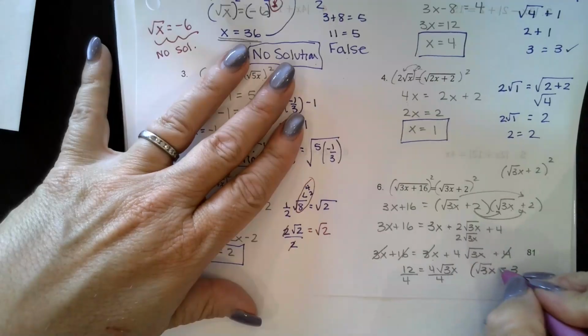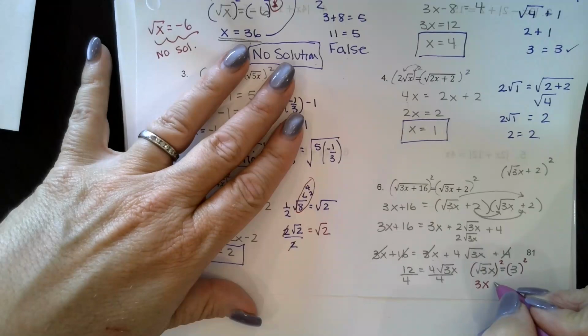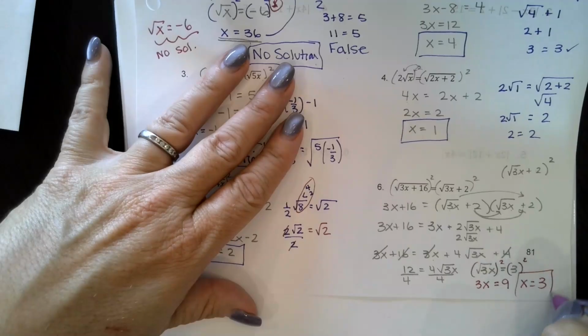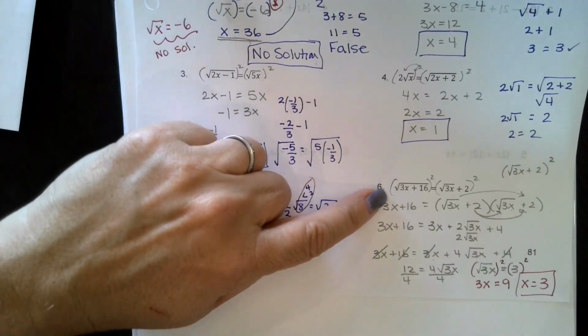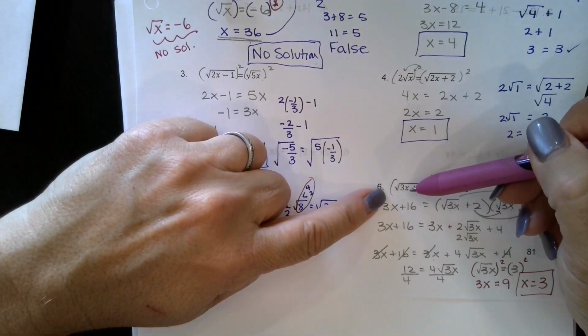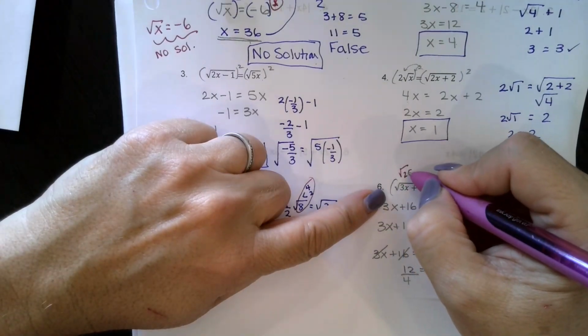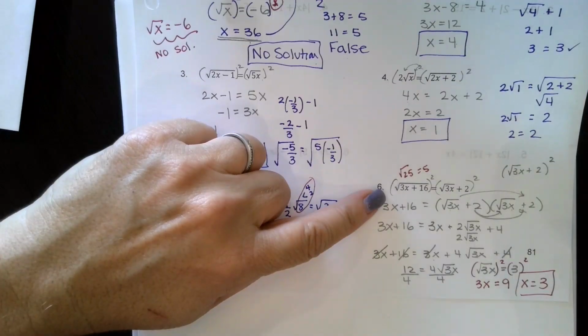So I'm going to square this side, I'm going to square this side, and I get 3x equals 9, so x equals 3. Now, I need to plug it back in here. So 3 times 3 is 9. 9 times 16 is 25. So this becomes the square root of 25, which equals 5.